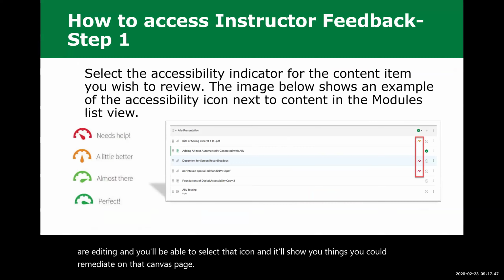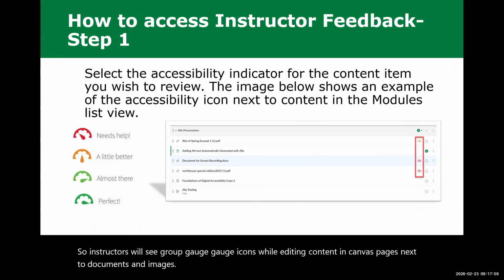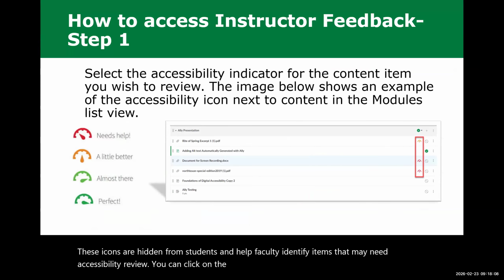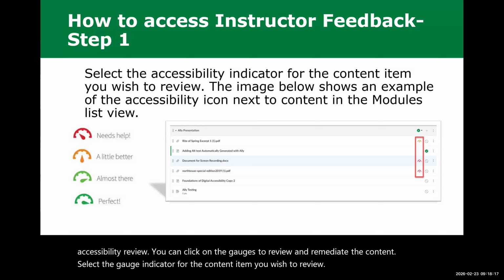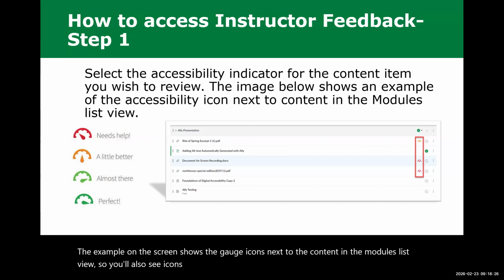And you'll be able to select that icon and it'll show you things you could remediate on that Canvas page. So instructors will see gauge icons while editing content in Canvas pages next to documents and images. These icons are hidden from students and help faculty identify items that may need accessibility review. You can click on the gauges to review and remediate the content. Select the gauge indicator for the content item you wish to review. The example on the screen shows the gauge icons next to the content in the modules list view. So you'll also see icons within the modules list view as well. You'll see them in Canvas pages and in the modules list view.